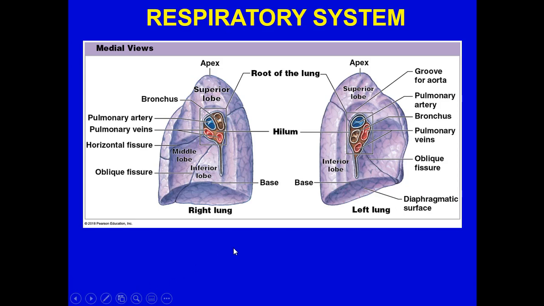Now, you also have to understand that there's a certain area where all of the pulmonary veins, arteries, the lymphatics, as well as the bronchus enter, and that is called the hilum, right here, okay? This area would be the cardiac notch, okay, the indentation, okay?